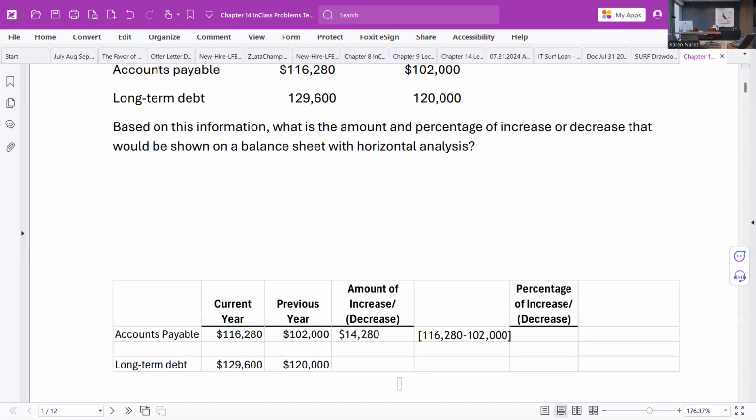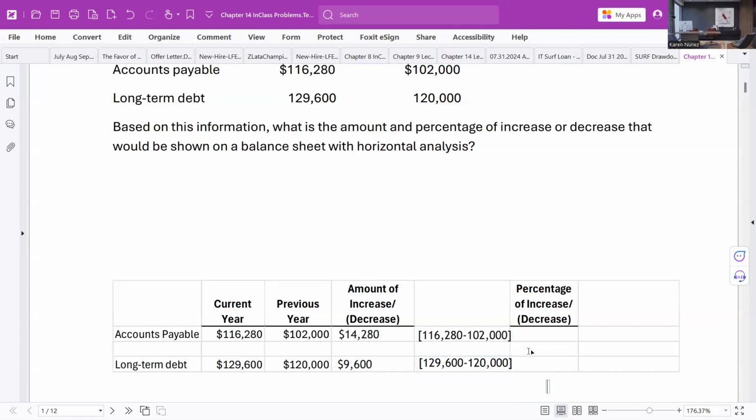And same thing for long-term debt. We want to know the amount of the increase or decrease, the difference between those two numbers. So 129,600 minus 120,000 gives us $9,600. That's the amount of the increase. And again, all we're doing is taking the difference between those two numbers. So again, I'll put the calculation here.